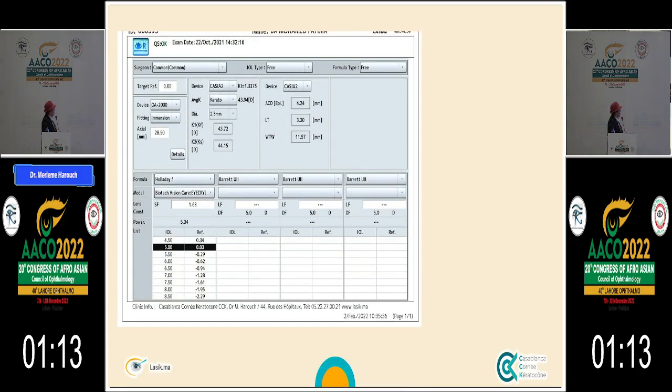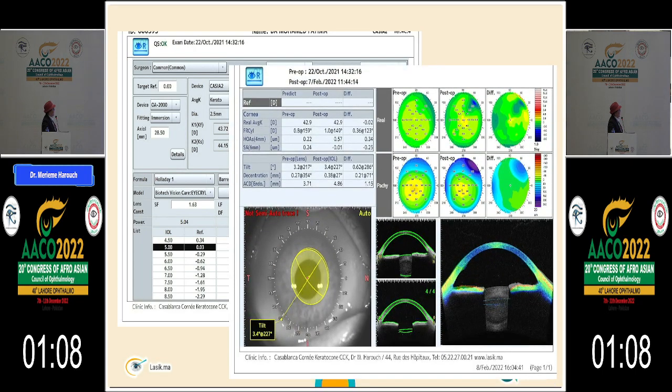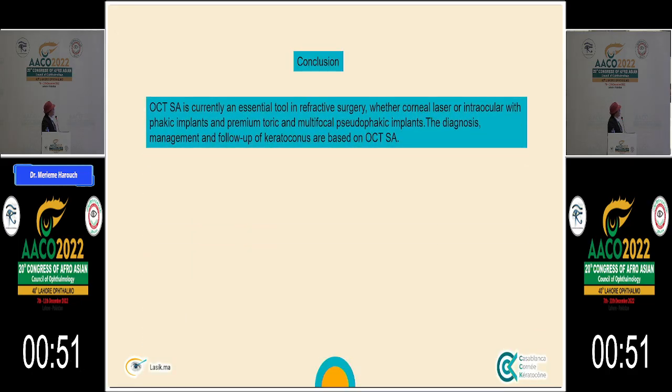So we see the power of the lens, the IOL, and postoperatively they give us the difference between before and after, and whether we have tilt or distortion of the IOL in the bag. To conclude, anterior segment OCT is currently an essential tool in refractive surgery, whether corneal laser, phakic implants, or premium toric and multifocal pseudophakic implants.